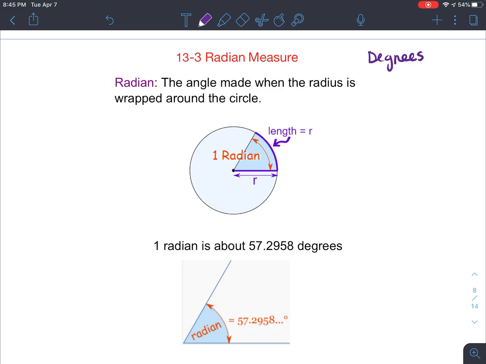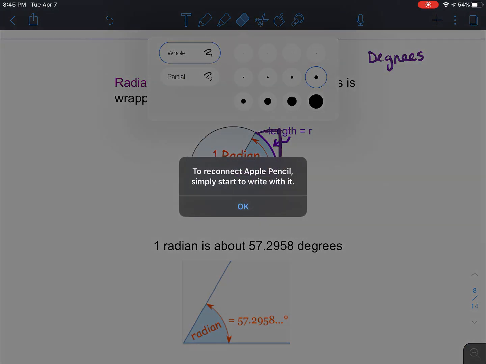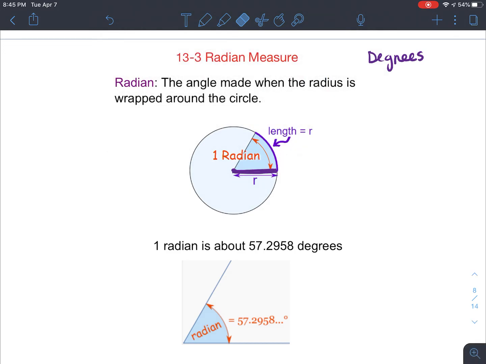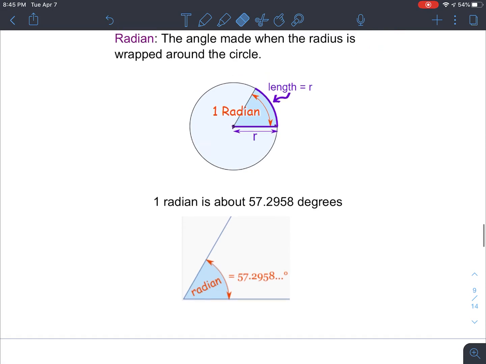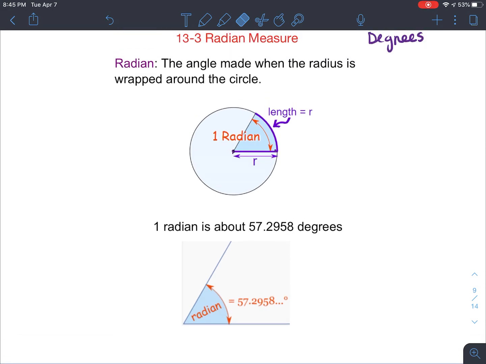Well, a radian is the angle made when the radius is wrapped around the circle. Well, what does that mean? Well, you see this radius right here. That exact length is basically extended up this way and then wrapped along the edge of the circle. So if I was to straighten out this side right here, it should be the same length as the radius.